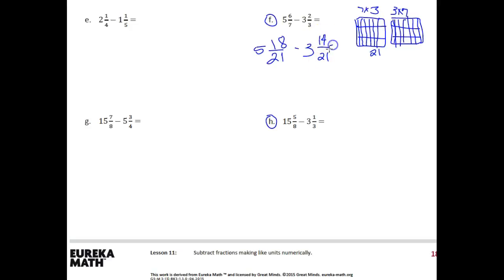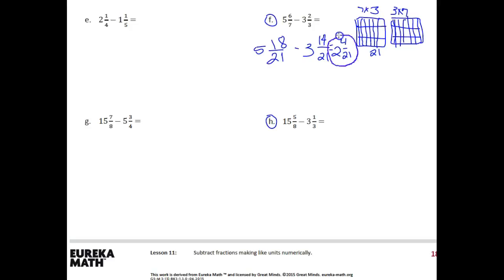Now when we look at the result, what is the difference between 5 and 3? 2 is the difference between 5 and 3. 3 plus 2 is 5. 14 and 18, what's the difference between 4 and 8? Because the 10s, well, those are equal to each other. That is no different. So 4 and 8, the difference is 4. What size are we working with? 21. So that's your answer, 4 over 21.